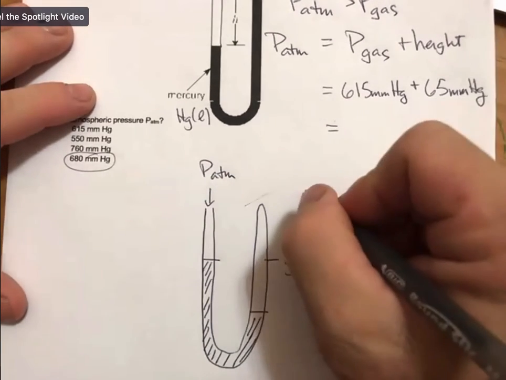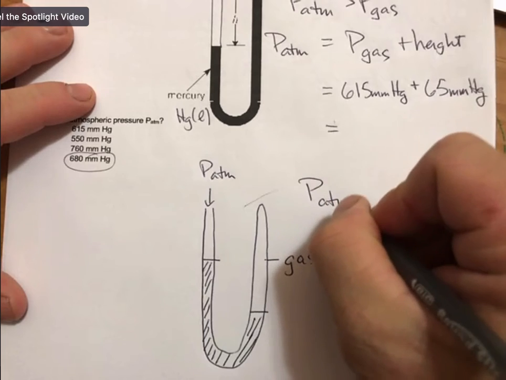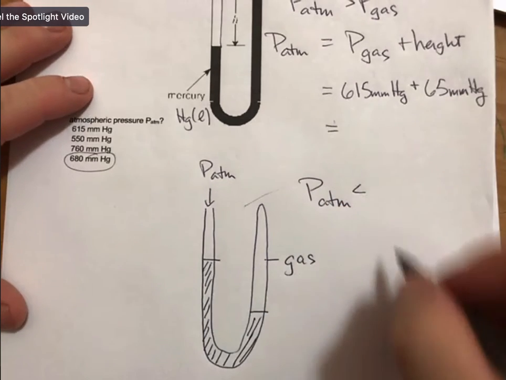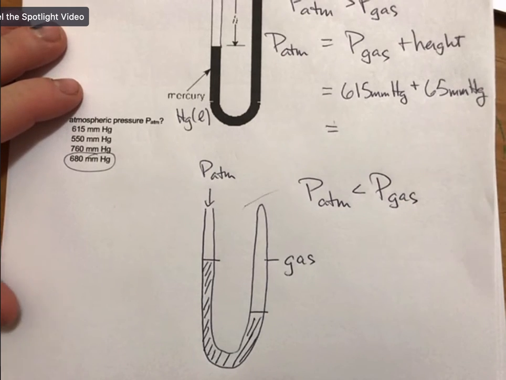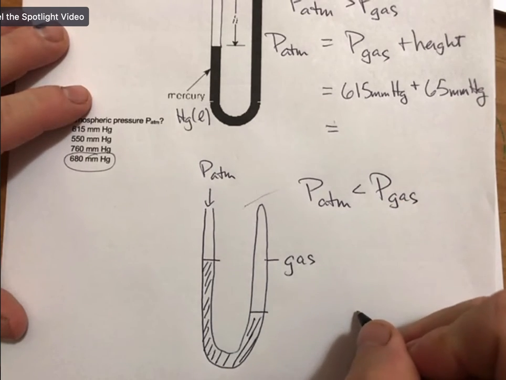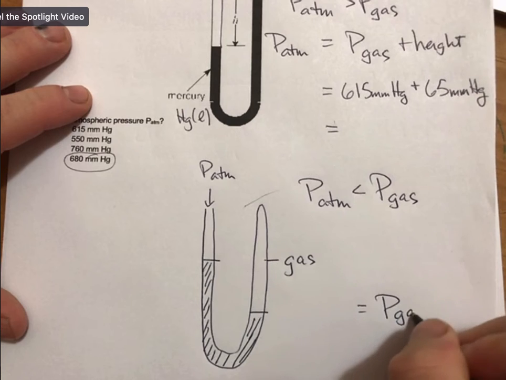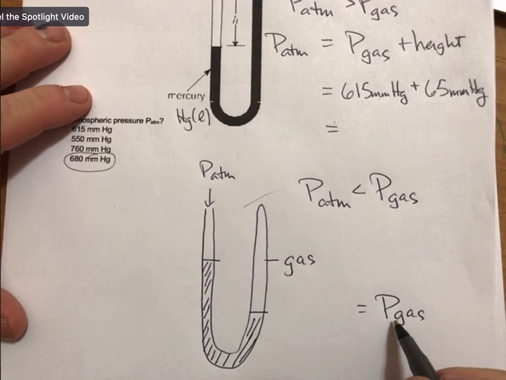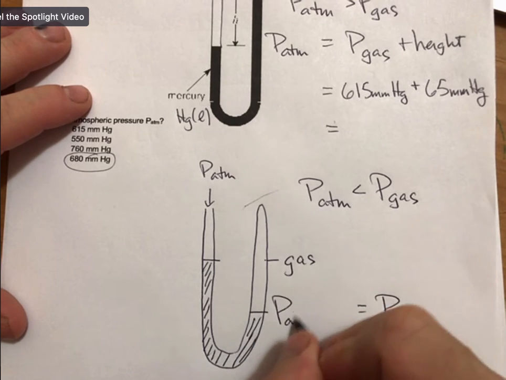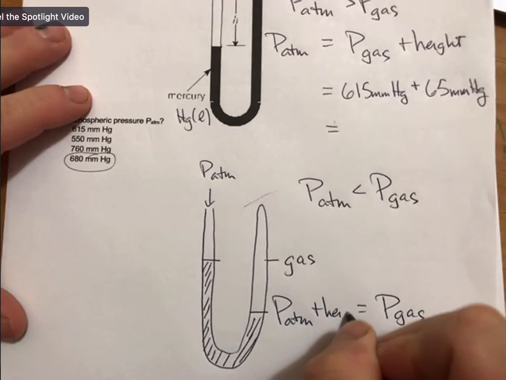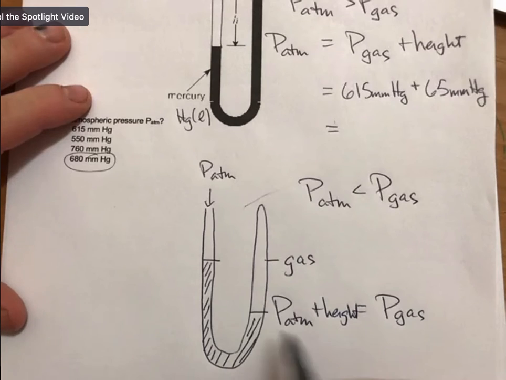In this case, we would say that the pressure of the atmosphere is less than the pressure of the gas. And the equal statement that we can say is that the pressure of the gas is equal to the pressure of the atmosphere plus the height of the mercury in this case.